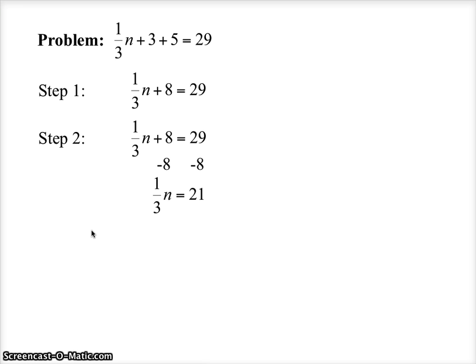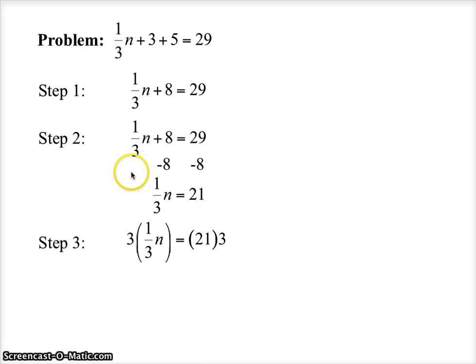Now I'm left with 1/3 n equals 21. So I want to get to just one n. So we're thinking back to the last time we did this. We're going to take this and we're going to multiply. Sorry, my cursor's not showing up. Here we go. We're going to multiply this side by the denominator in this fraction. So we're going to multiply this by 3. We're going to multiply this by 3. Here we go. 3 times 1/3 n equals 21 times 3.